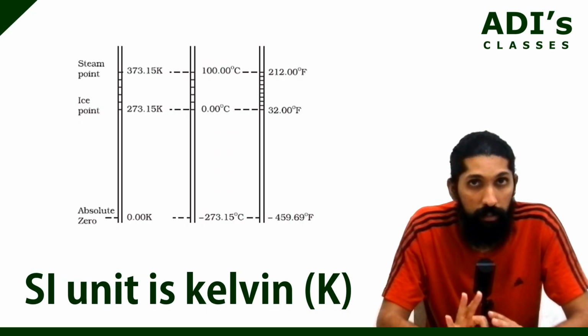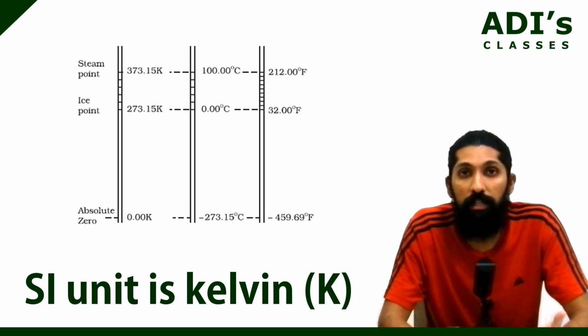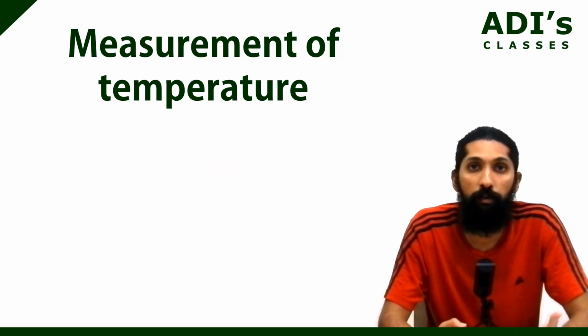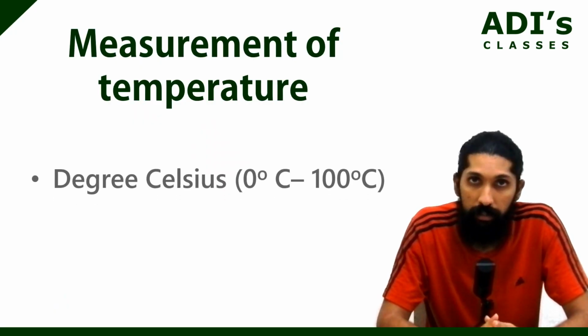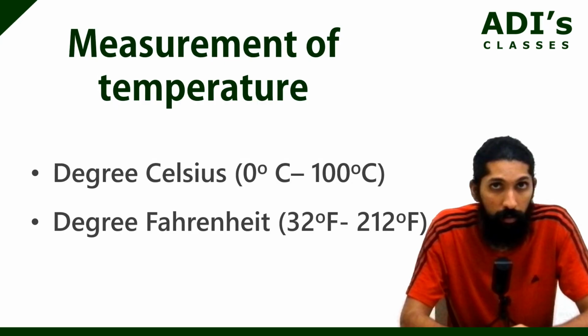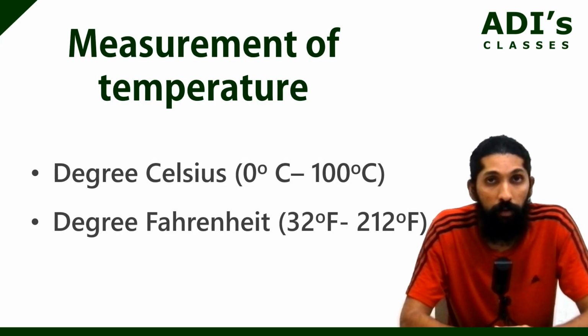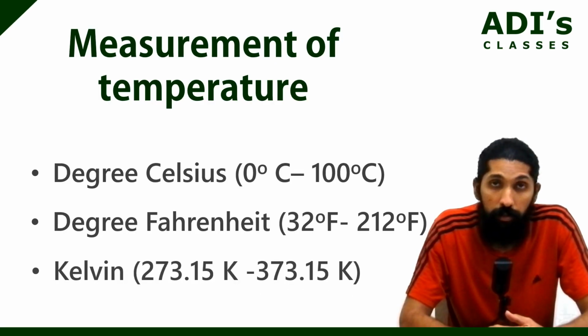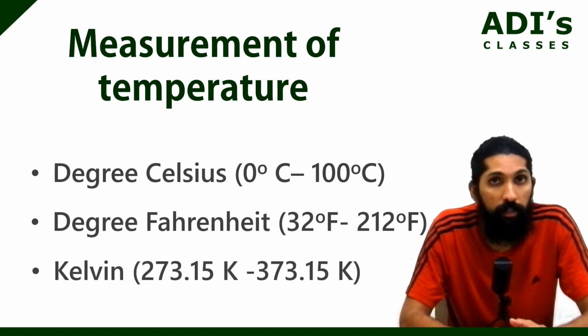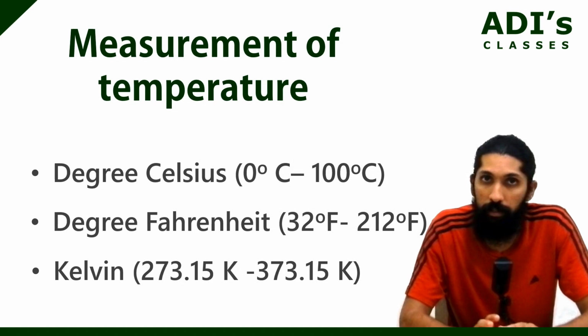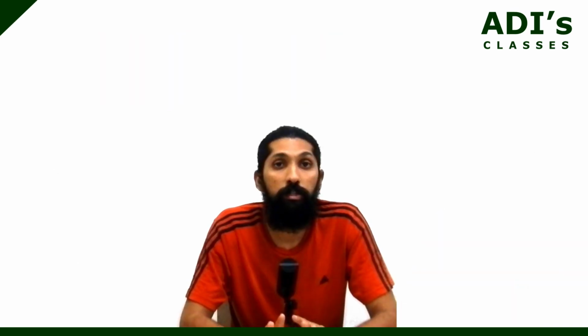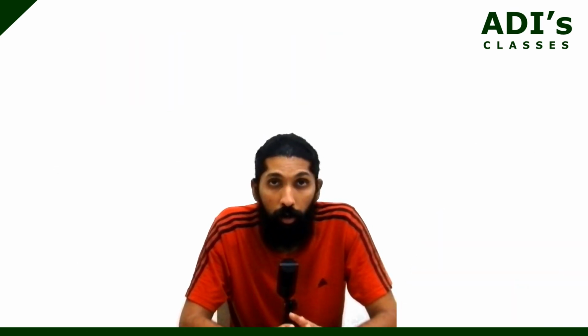Look at the figure here, you will understand how the temperature varies. Clear? So these are the three scales of temperature: degree Celsius, which is from 0 to 100, degree Fahrenheit, which is from 32 to 212, and then Kelvin, which is from 273.15 to 373.15. Clear? So these are the measurements of temperature.